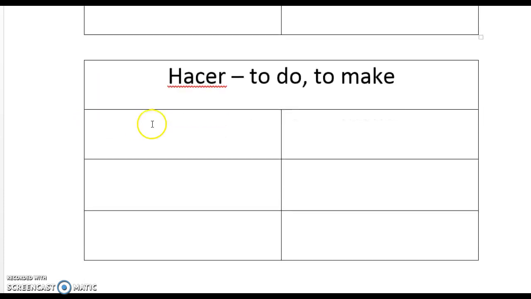The last verb we're going to talk about is the verb hacer, and hacer means to do or to make. So in the yo form, we have hago. Again, it's irregular only in the yo form. The tú form is going to be regular, haces. Usted, él, ella, also regular, hace. Nosotros hacemos. Vosotros hacéis. And then ustedes, ellos, ellas, hacen.